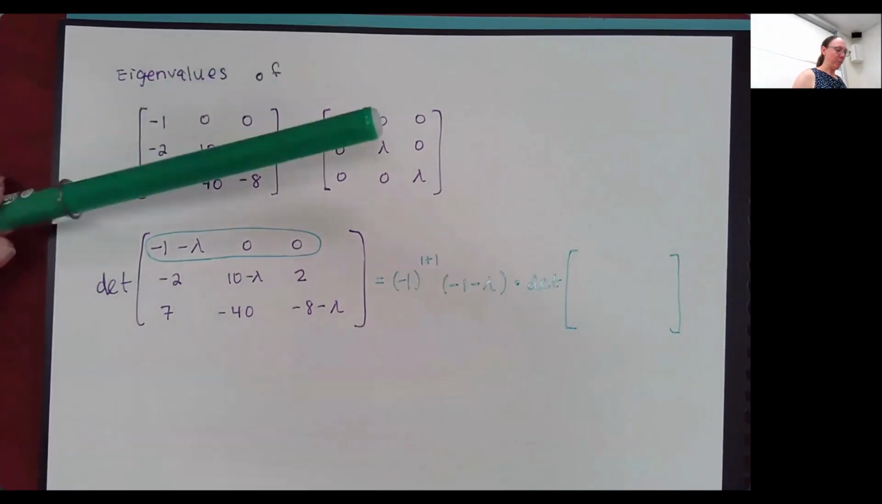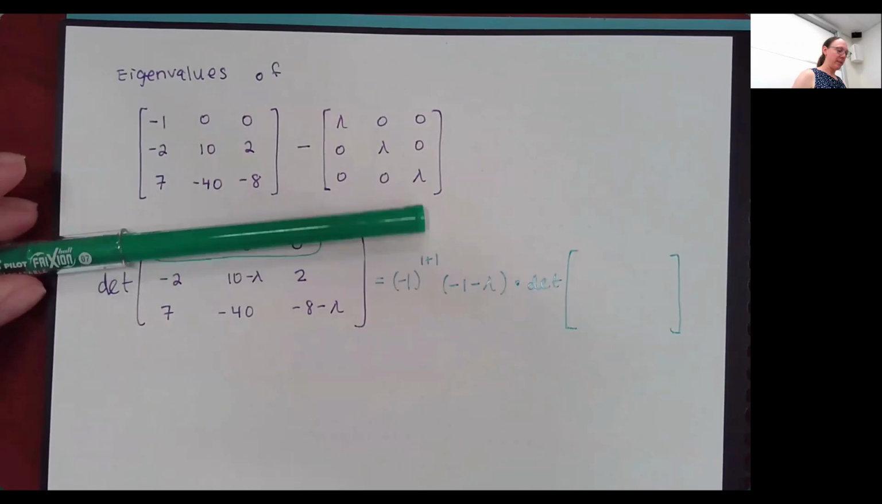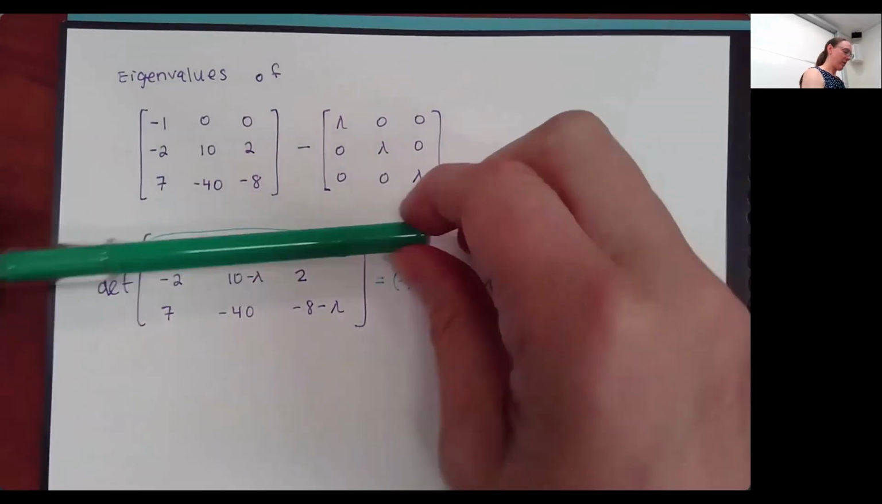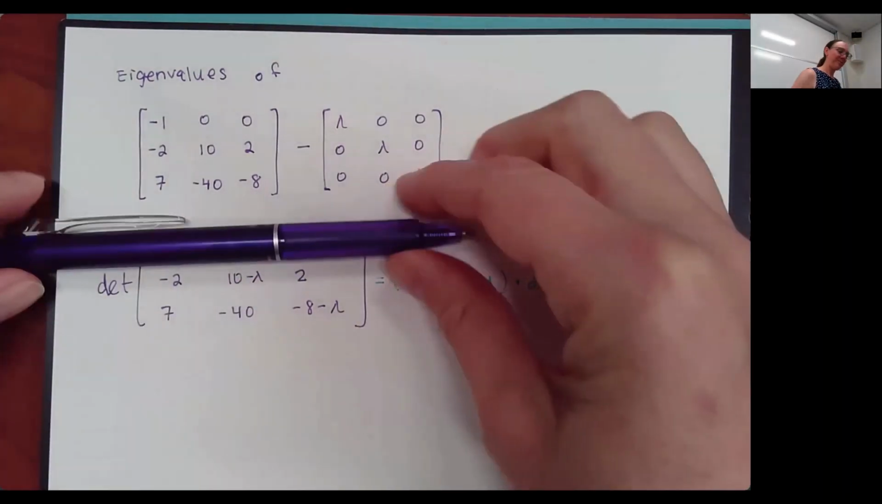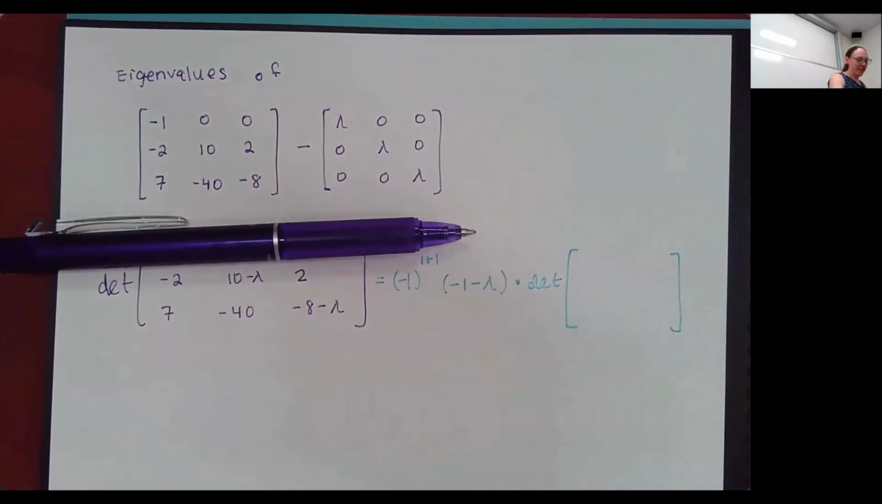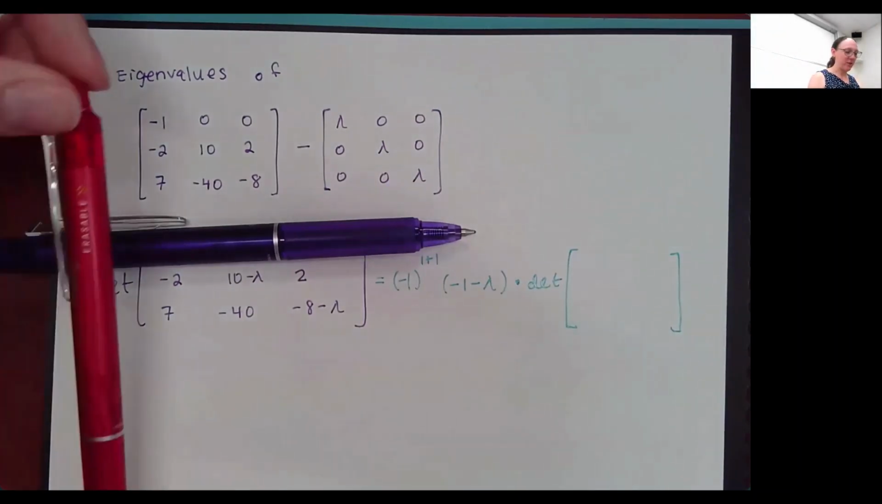So I'm going to blank out the top row because that's the one I was expanding across. If I can get a pen to stop rolling. And I'm going to blank out the first column.